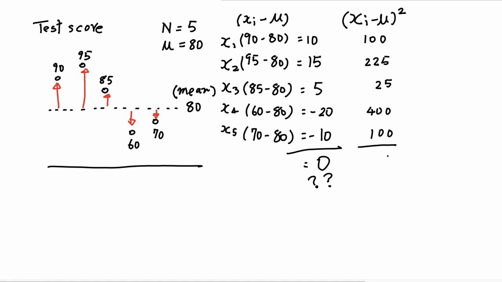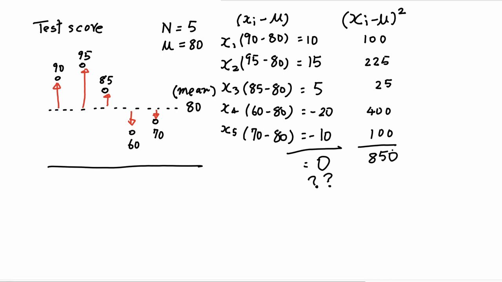This time they won't cancel out each other. We ended up with very large numbers, but that's okay. We're going to adjust later when we square root the whole thing. For now, let's add them all up. 225 plus 25, that's 250, and we have 100 plus 250, that's 350, and we have 500 here. 350 plus 500, that's 850.